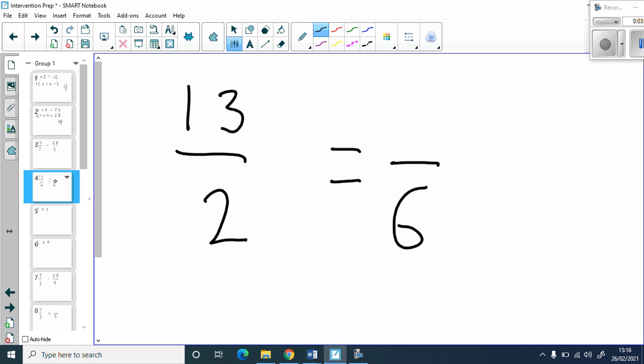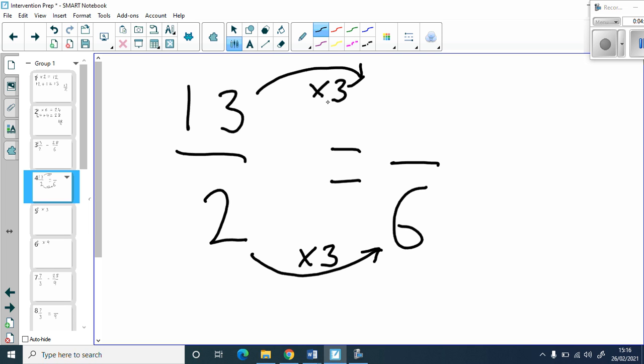So 13 over 2, I'm going to make it 6. So how do we get from 2 to 6? We multiply it by 3. 2 times 3 is 6. And whatever you do to your denominator, you must do to your numerator. 13 times 3. And you get the answer then.